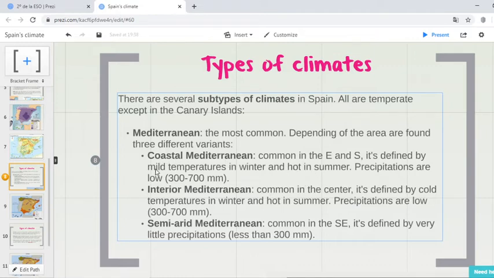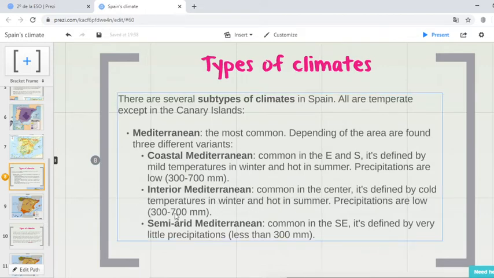As it happens with this kind of climate, precipitations are fairly low, from 300, which will be on the verge of being semi-arid, to 700 millimeters. So yeah, precipitations are pretty low both on the coastal and the interior Mediterranean. The second one, the interior Mediterranean, is similar, but the difference is about temperature variation.